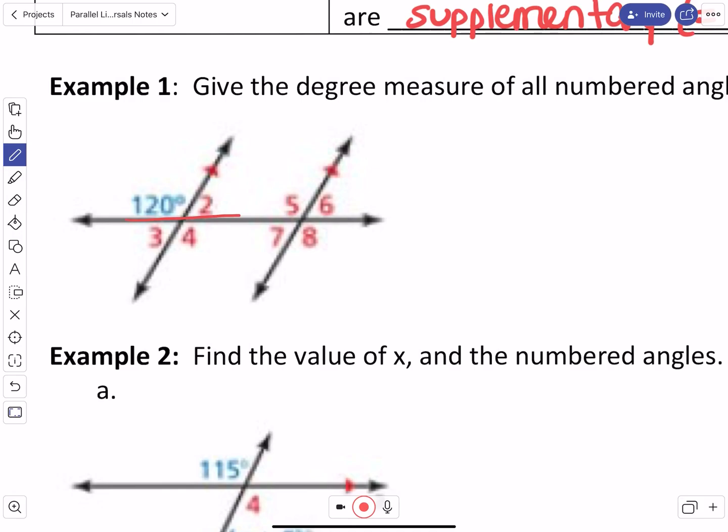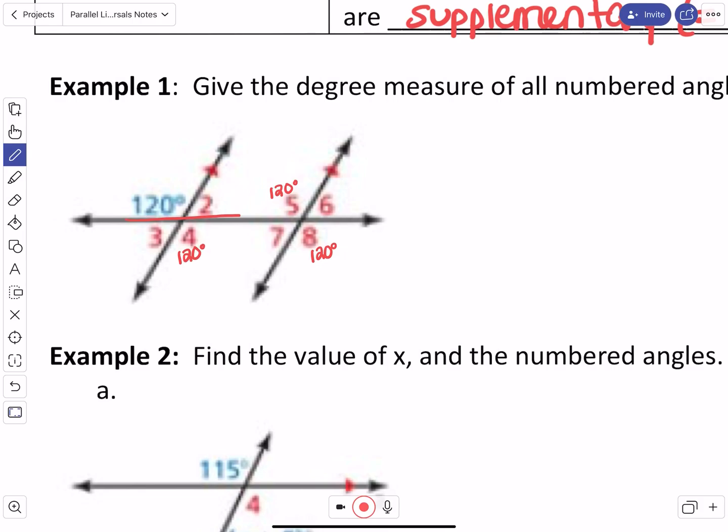So the easiest one to find first is angle 4. I know angle 4 is going to be 120 degrees. Let's go ahead and find every angle measure that's 120 degrees. If the blue angle is 120 degrees, I know angle 5 is 120 degrees because those are corresponding angles. And I know this is going to be 120 degrees because angle 4 and angle 8 are corresponding angles. And of course, angle 5 and angle 8 are vertical angles. So I have found all my angles that are 120 degrees.